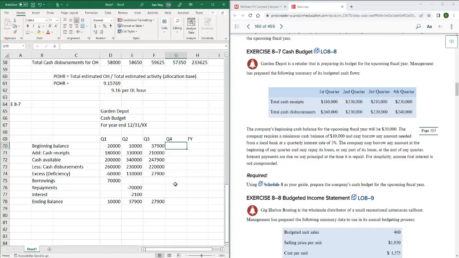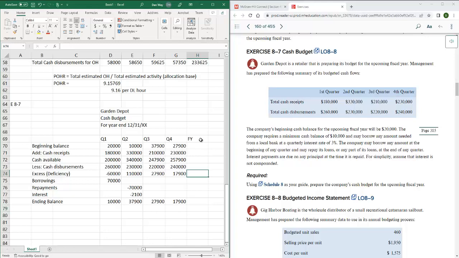All right, Q4 then, beginning balance carries forward. We've got projected receipts of 230. Let's add those up to get our total cash available. Minus our cash disbursements of 240. And we've got this excess projected at 17,900. Don't need to borrow anything, don't need to repay anything. So there's our ending balance for Q4.